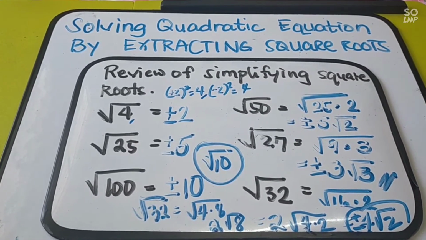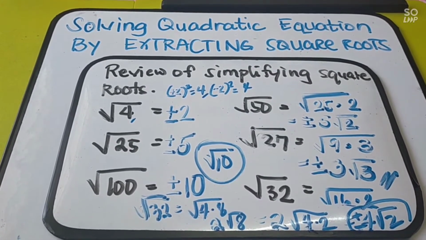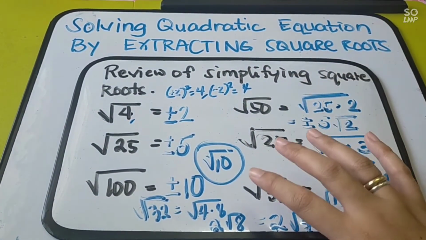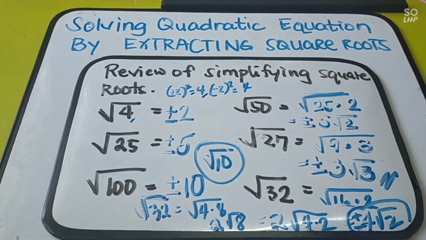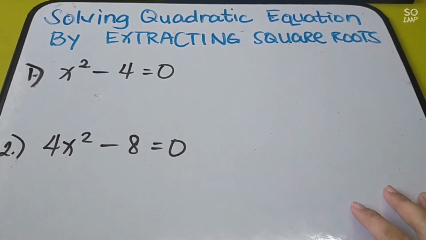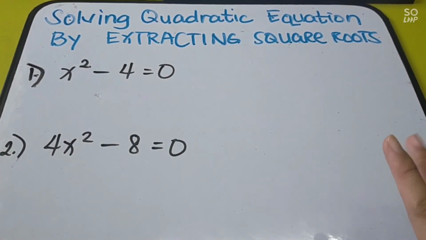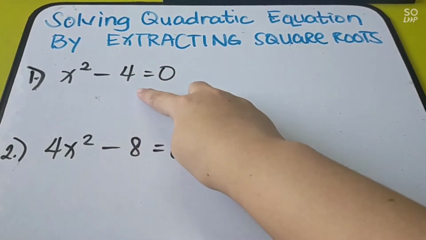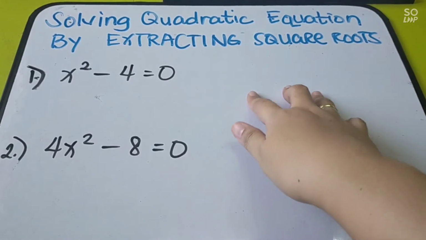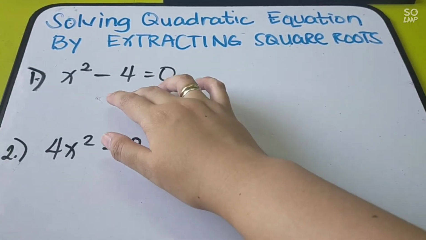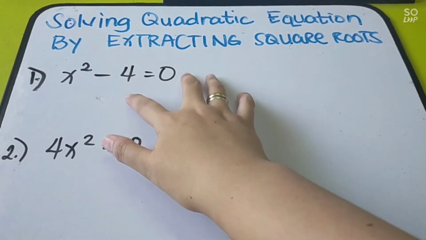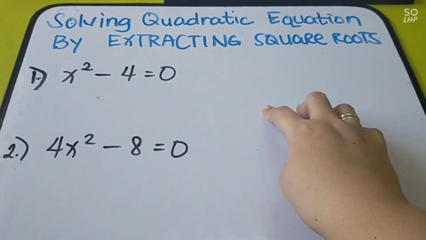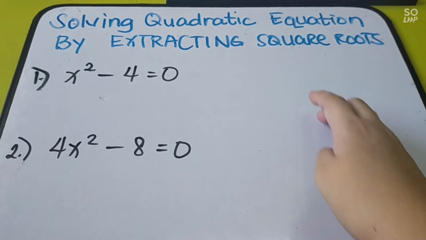So, review lang yan. Now, let's move with solving quadratic equation by using extracting square root. So, itong pinag-aralan natin na to, i-apply na natin dito. Now, let's move with quadratic equation by extracting square roots. Number 1, we have here x squared minus 4 is equals to 0. As you can see, it is in the form of ax squared minus c is equals to 0. So, we can now find it by using extracting square roots.